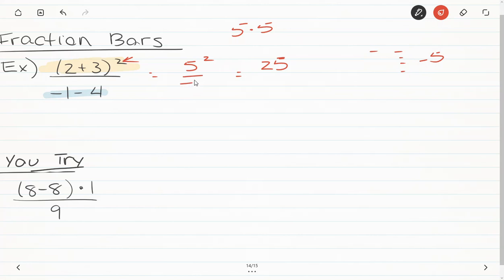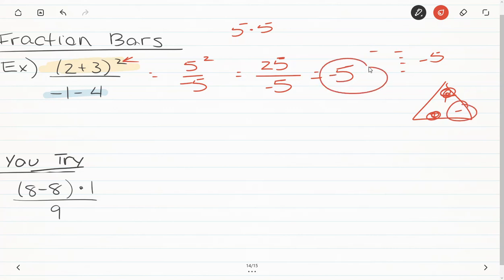I'm going to bring this over and put it over my fraction with a -5. I'm going to keep on solving, bring it over for my -5. So now I have 25 divided by -5. Use the triangle for this one. 25 divided by 5 gives me 5. And then I have a positive divided by a negative gives me a -5 for that one.